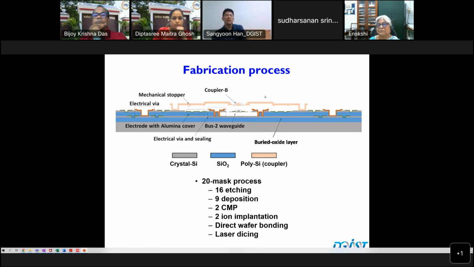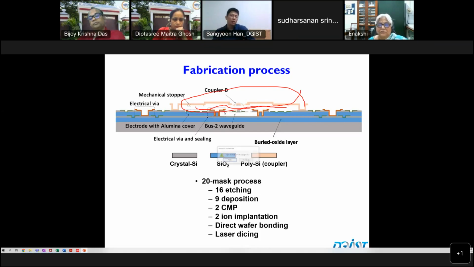And one more thing, the HF vapor release to etch off the sacrificial layer so that the MEMS floats in the air. This is done at the very last step. Everything is done, and at the very last step, we put the chip into an HF vapor machine. Then the chip is done. So this doesn't really conflict with the CMOS process. This is a very extreme case.